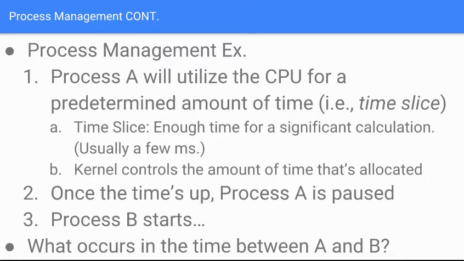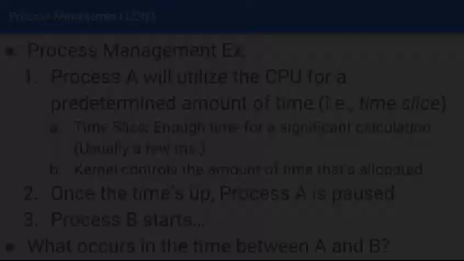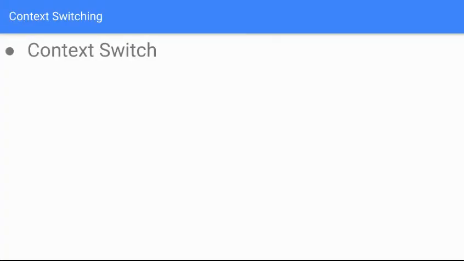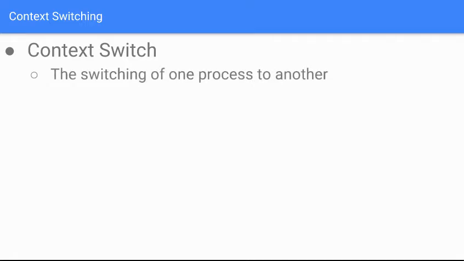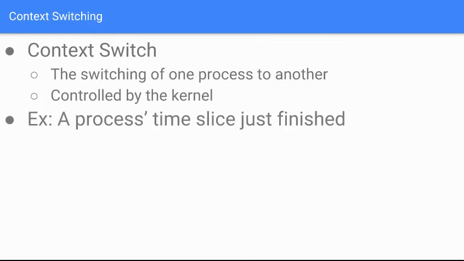But here's the cool thing. What occurs in the time between A and B? We're starting to get a little bit more in depth here. It's called the context switch. That's what it's called between process A and B switching off. The switching of one process to another is controlled by the kernel.